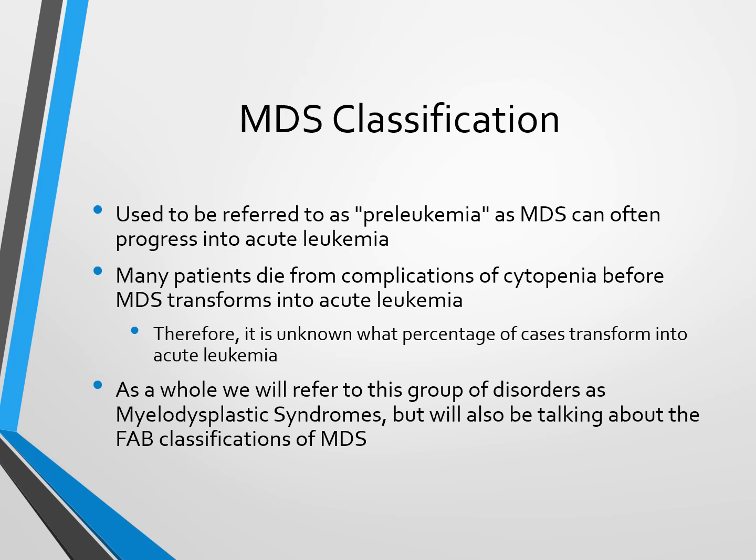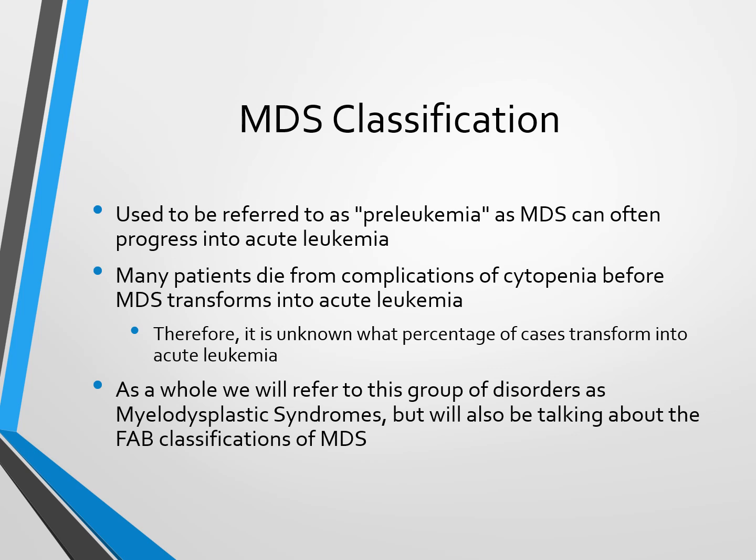A lot of patients die due to complications from those cytopenias before the MDS transforms into an acute leukemia. So a lot of times we see patients with myelodysplastic syndrome suffer with infections. Maybe they even pass away due to infections simply because they don't have enough white blood cells to help protect them from infection. And therefore, it's really unknown what percentage transforms into acute leukemia, because sometimes people don't live long enough for it to transform or transition. But as a whole, we refer to this group as myelodysplastic disorders.